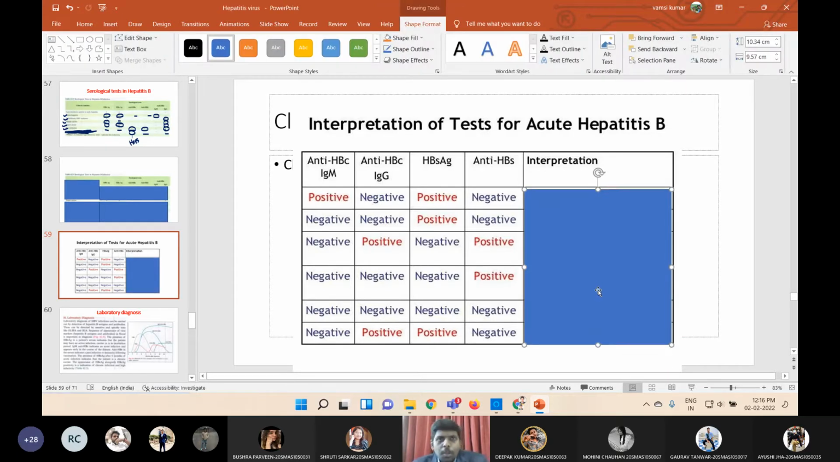Tell me, students, now. Watch this table properly and tell me. In the first case, we got hepatitis core M antibodies positive and core G antibodies negative. Surface antigen is there. Surface antibodies are not there. Then what will be the stage of infection? First one. Core M present, core G absent, surface antigen positive. Tell me the stage of infection, students, for the first one. Try it.